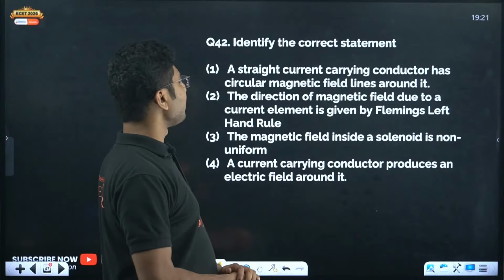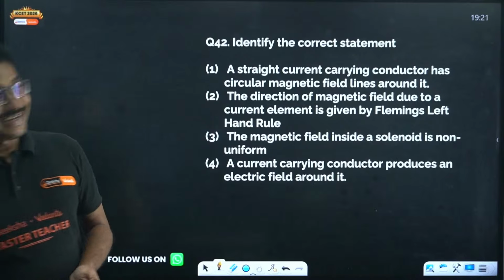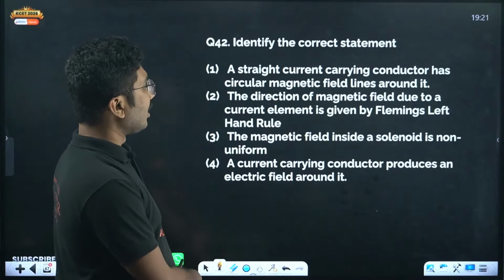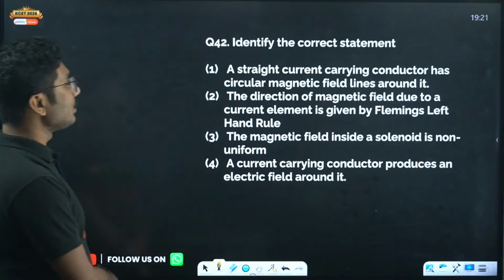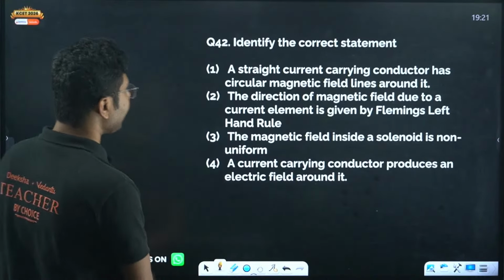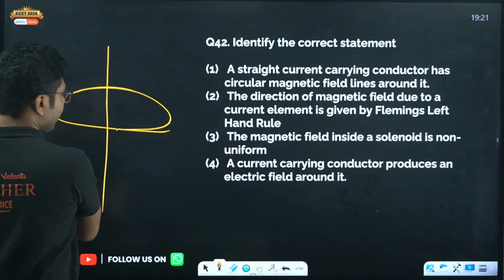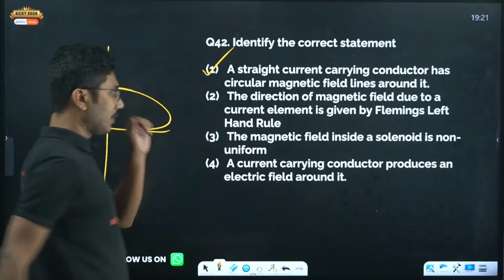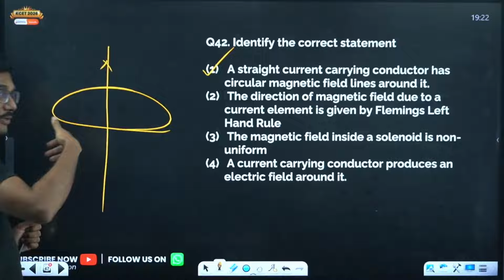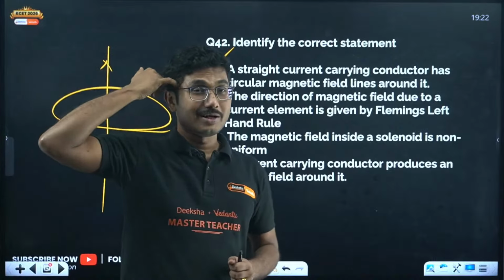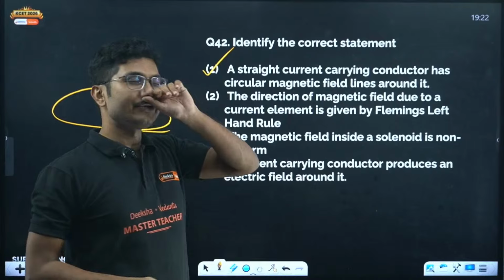Identify the correct statement. A straight current carrying conductor has circular magnetic field lines around it. So this is the correct statement. If this is the current carrying wire, the magnetic field lines are circular around it. You studied this in your class 10th, magnetic effect of electric current. You can check the other options, which will be wrong.